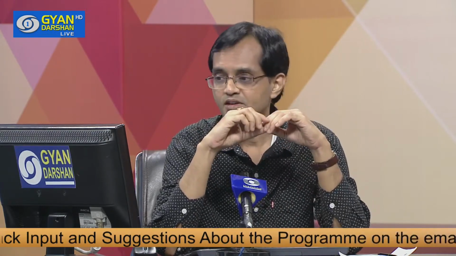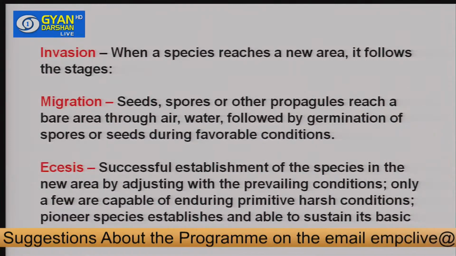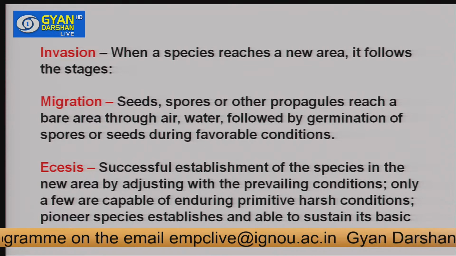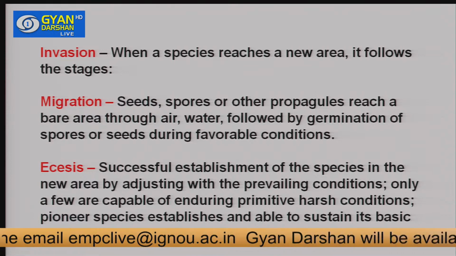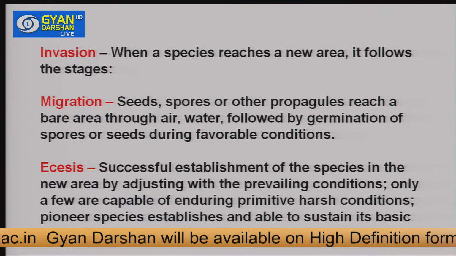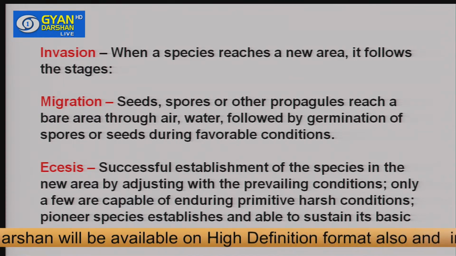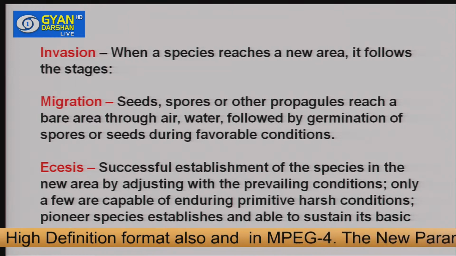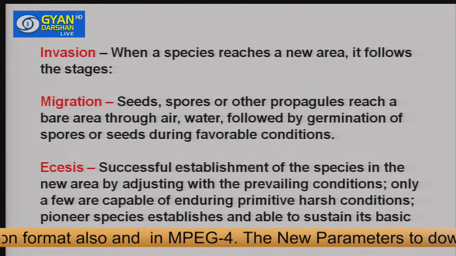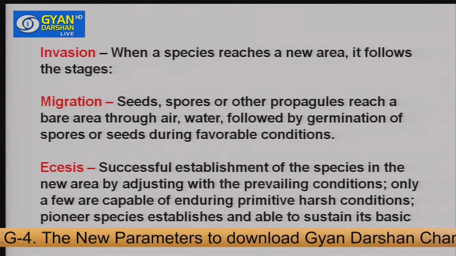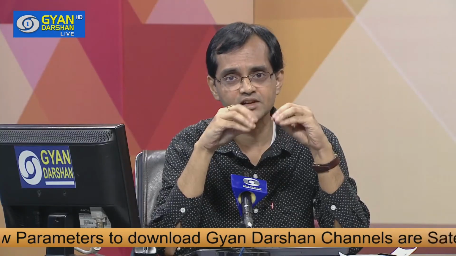The second stage is invasion, that is, when a species reaches a new area, it follows these stages, beginning with migration. Now you must be wondering how this new species is invading the new area. That is through migration. It can be through seeds, spores, or other vegetative propagules which are dispersed through wind, water, air or whatever, and finally come and settle in the new area.